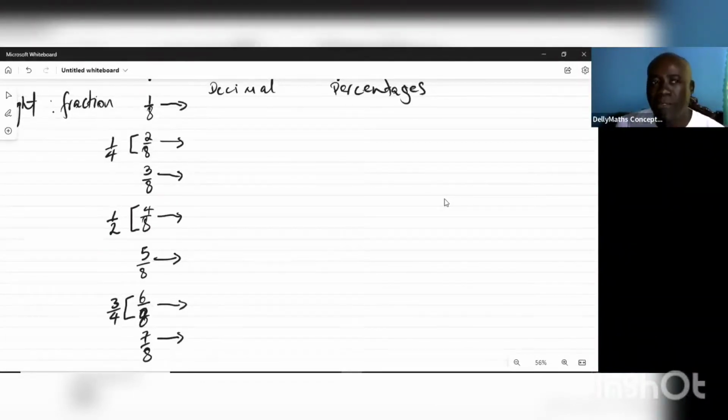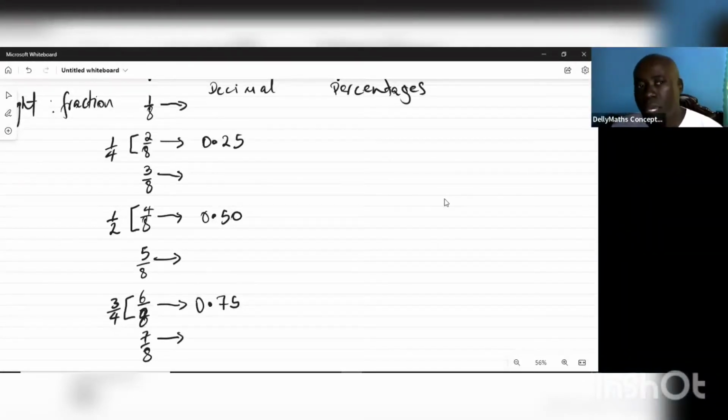Now, the decimal for a quarter, most of us will know that it's 0.25. A quarter, 0.25. The decimal for a half is 0.50. The decimal for 3/4 is 0.75. So a lot of us know those decimals already. So technically we are understanding the eights. Long ago we know them.